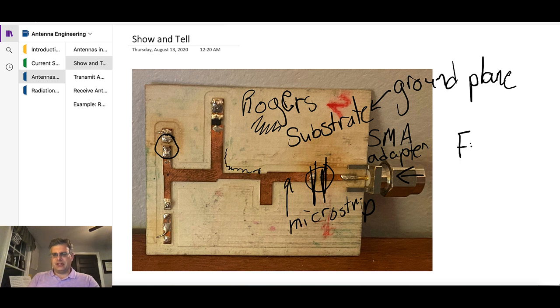FR4 is a marvelous substrate that's used all the world over for low-cost circuit boards. It does tend to get a little bit lossy up in the microwave regions. So many people, when they're building something that operates at 5.8 gigahertz or above, or even in the 2 or 3 gigahertz, they'll often switch over to Rogers substrate because it's lower loss, and that allows more signal to get through, which is always important, particularly for this little circuit, because this is an energy harvesting circuit.